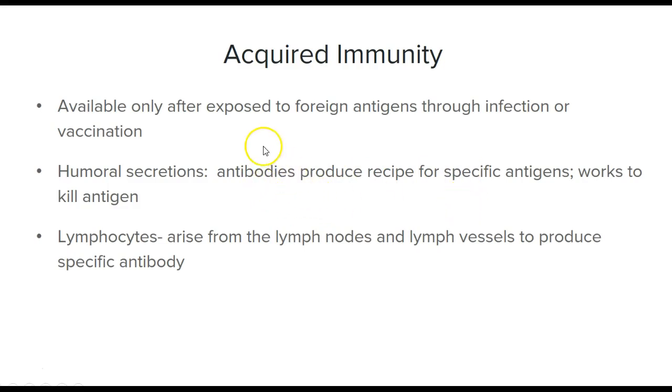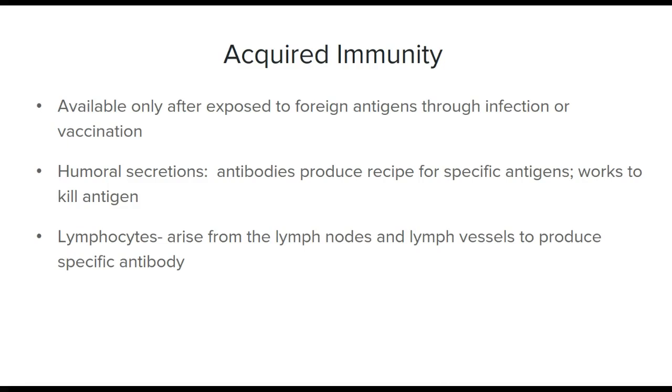And also through a vaccine. So this is what happens when you get the flu shot. They actually inject an almost dead flu virus so that your body will make antibodies to it. So then when you get exposed to the flu virus, the antibodies that you'd already produced will help fight it off and keep you from getting sick.